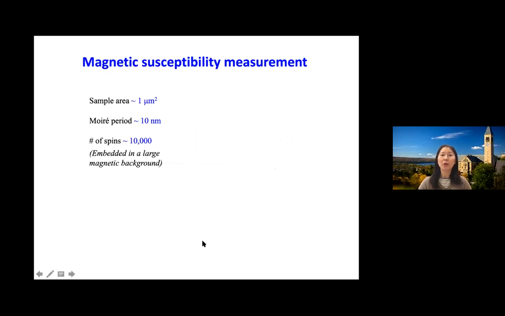So from experimental point of view, we are probing a device, a sample of about a few microns square. Moire period is on the order of 10 nanometers. So we have something around 10,000 spins, which are embedded in a large magnetic background. So it's not that straightforward to measure those susceptibilities, and the new techniques, NV center and other ones, are coming to tackle this problem.